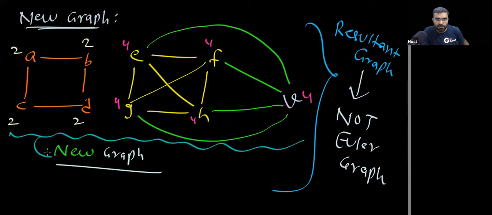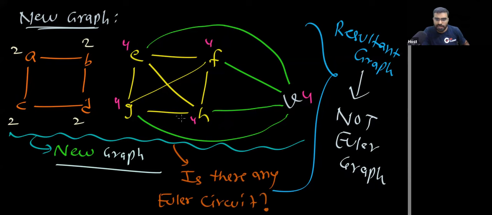This is your new graph. Tell me, in this new graph, do we have an Euler circuit? Is there any Euler circuit? Please tell me. Let me know.